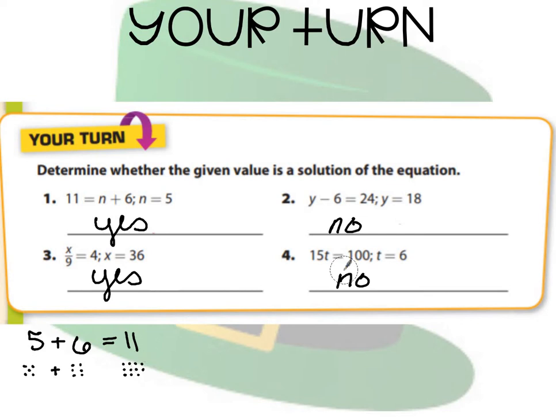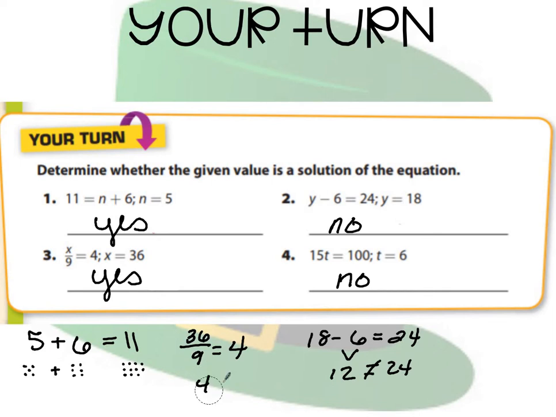All right, here I have y minus 6 equals 24, where y equals 18. Well, 18 minus 6 actually gives me 12, and that is not equal to 24, so that is not a solution. Here I have x divided by 9 is 4, where 36 is equal to x. So 36 divided by 9 equals 4, and that is the case, so that is a solution.